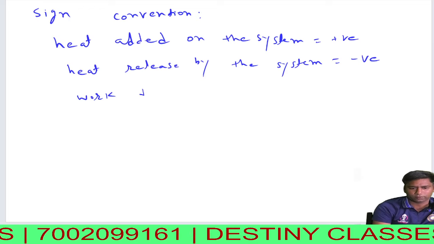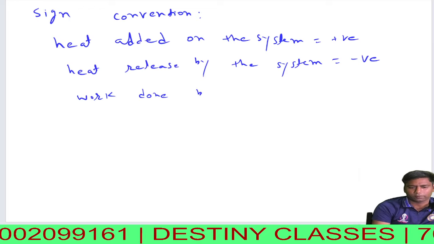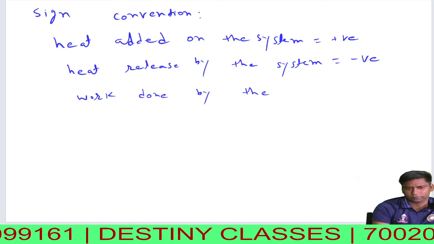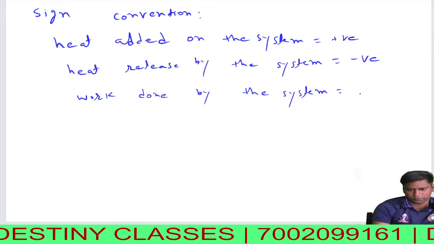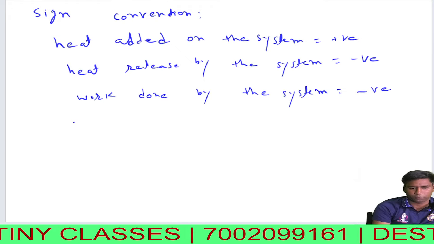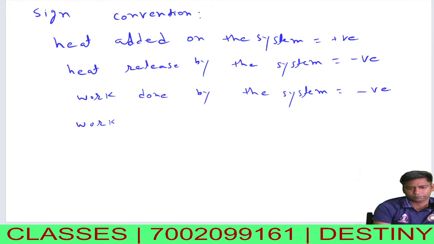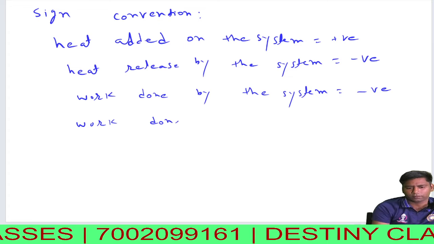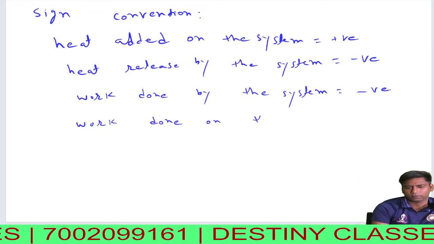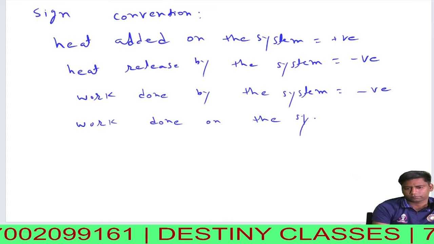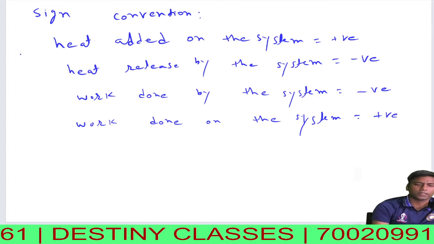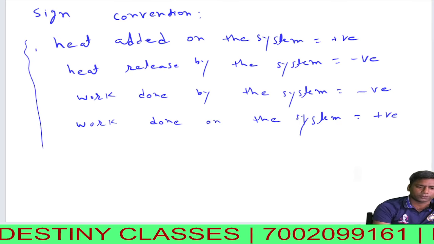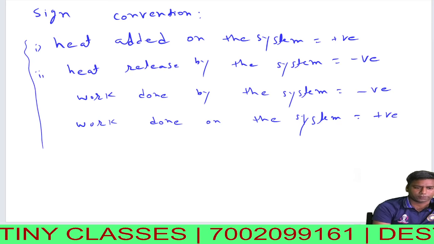Work done by the system: negative. Work done on the system: positive. These are the four sign conventions we use in thermodynamics, student.